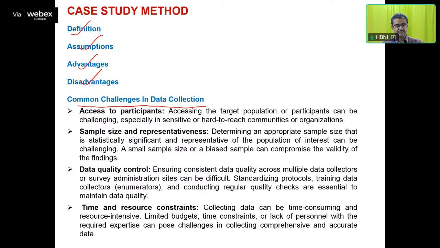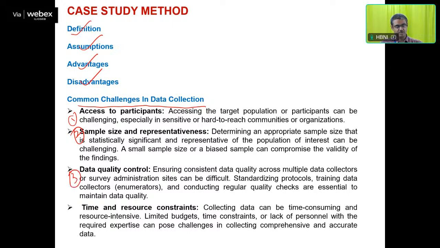So what are the challenges? The access to the participants. Accessing the target population or participants can be challenging, especially in sensitive or hard to reach communities or organizations. Sample size and representativeness was another challenge. Determining an appropriate sample size, statistically significant and representative of the population of interest, can be challenging. A small sample size or a biased sample can compromise the validity of the findings. We discussed how it affects social research, and also in technical research, with the help of microscopic techniques, how a small sample selection can be erroneous.